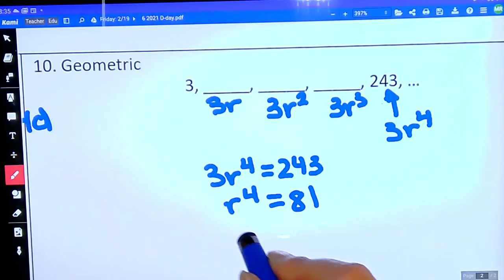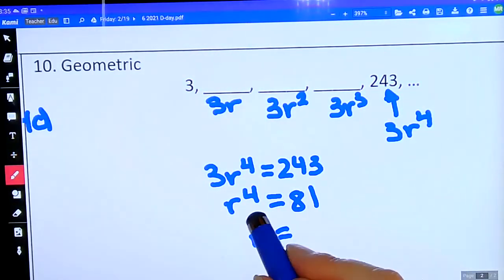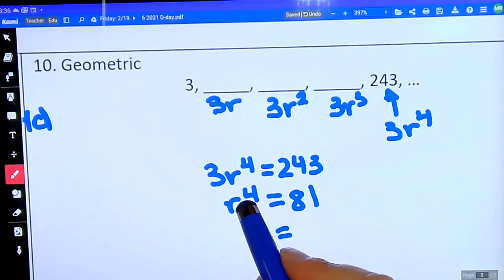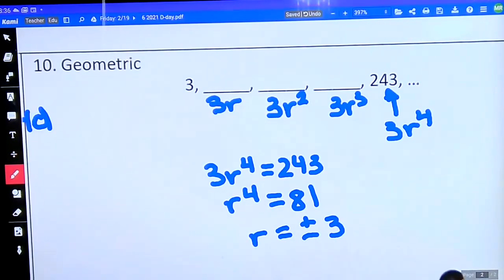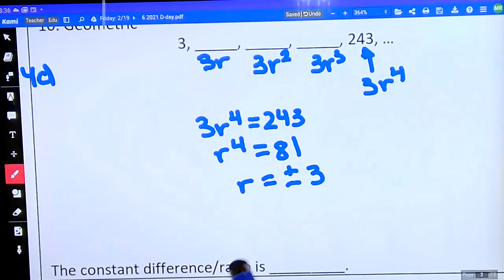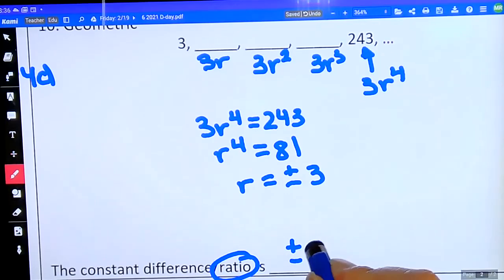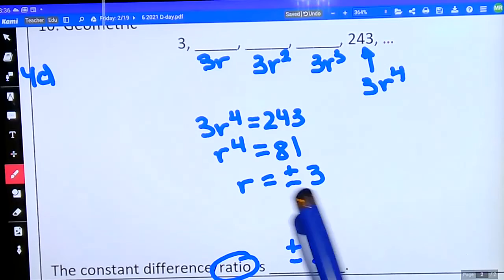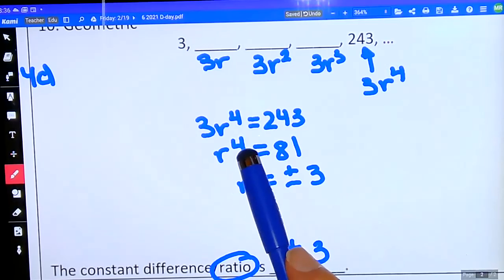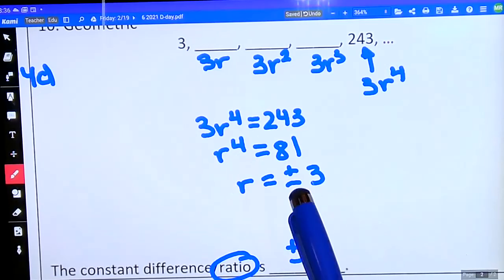Now, when you are taking any even root, you always get a positive or a negative. So this is going to be a positive or a negative 3. So my common ratio or constant ratio is a positive and a negative 3. That's because anytime you have pairs, a negative and a negative makes a positive. So even roots will have pairs. So you have to give me both.